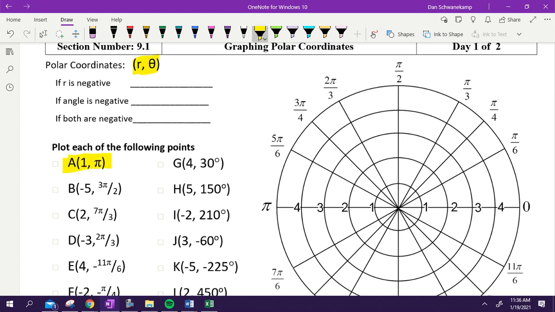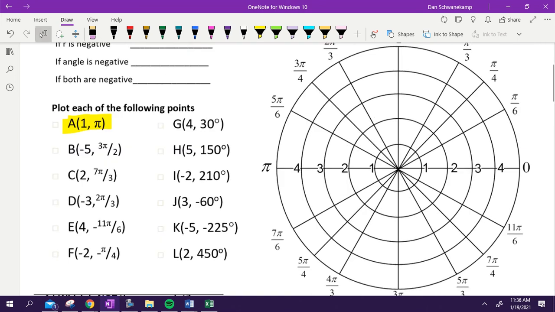For letter A, we're graphing (1, pi). So the 1 is the radius. As you look at this, it's like the first ring. It's like 1 inch or millimeter, whatever you want to call it, from the center. And then pi is my angle. So right there is A. You can go ahead and label it with a dot. That is what A is representing.